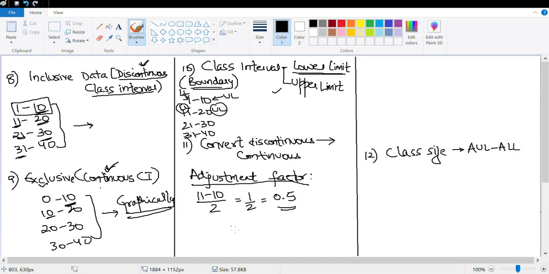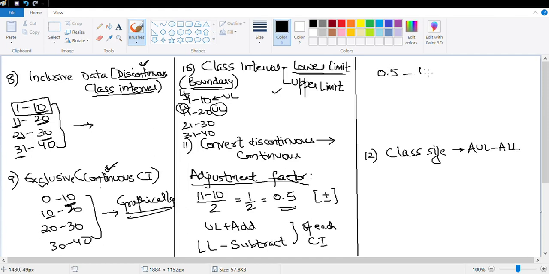Now that you've got 0.5, you will add it and you will subtract it. So I'm writing it as plus minus. Where will you add it and where will you subtract it? You subtract it from the lower limit and you add it to the upper limit of each class interval. I repeat, you add it to the upper limit and subtract it from the lower limit. So in this case, it will be 1 minus 0.5, which is 0.5, and 10 plus 0.5 will be 10.5. Similarly, the next ones become 10.5, 20.5, 20.5, 30.5, and 30.5, 40.5. Now you notice that the upper limit of one and the lower limit of the next one are equal. So I have converted my discontinuous data into continuous data by using the adjustment factor.